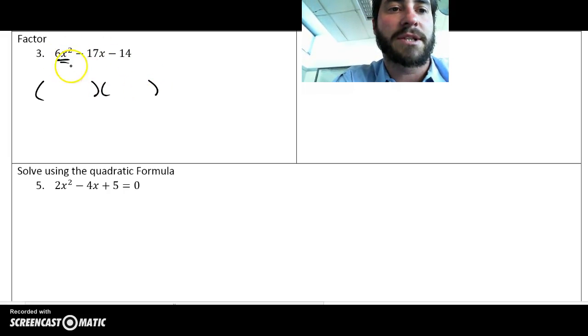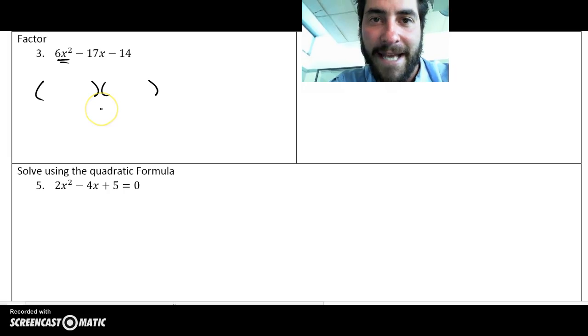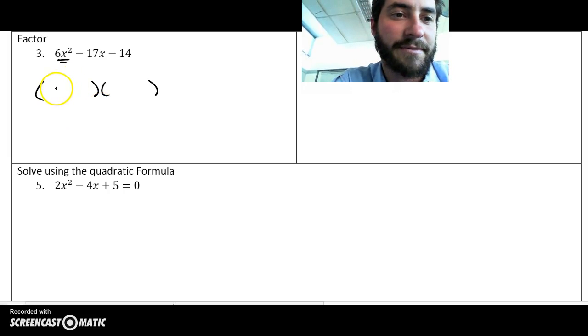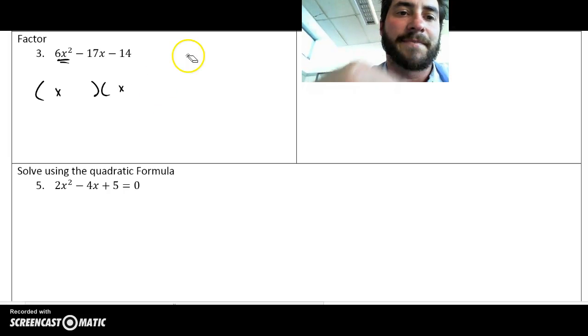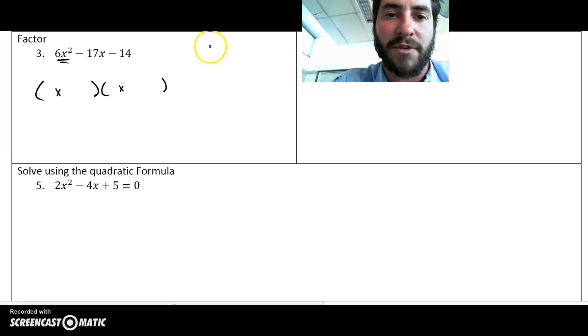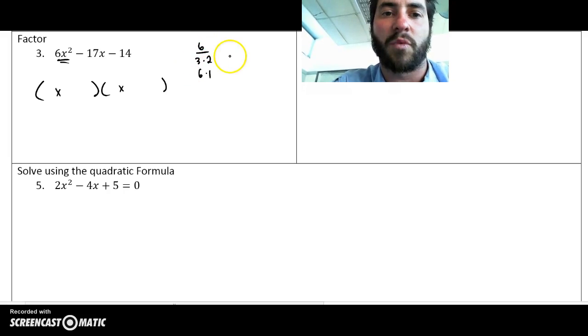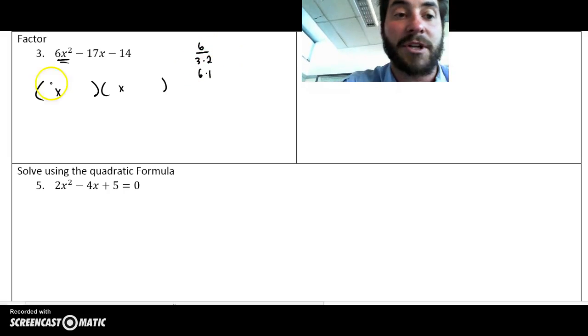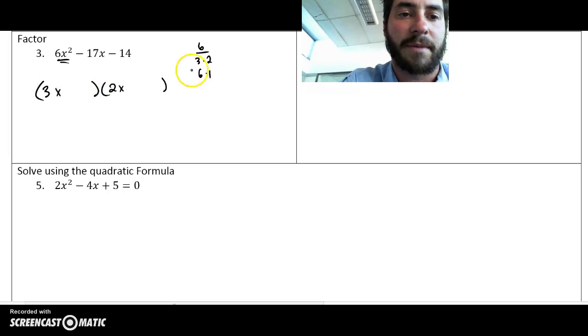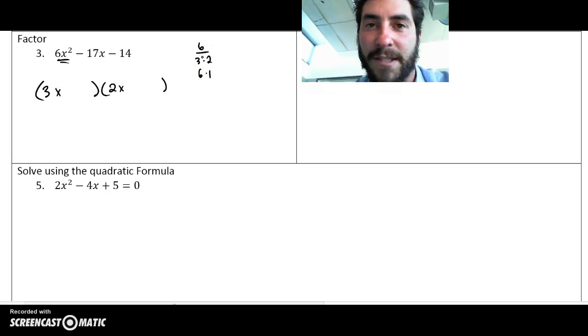I'm thinking what times what makes 6x squared? Well, I know it's x and x. And then let's think of certain ways we can make 6. So we could have 3 and 2, we could have 6 and 1. I think that's it. I'm going to try 3 and 2 first. I'm going to pick the ones that are closest together.